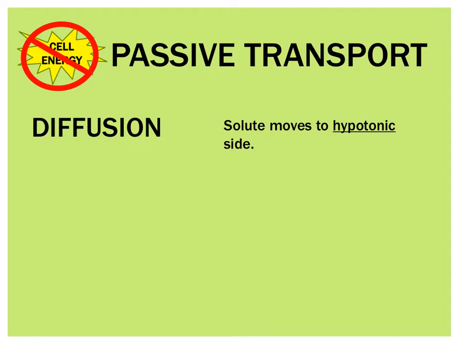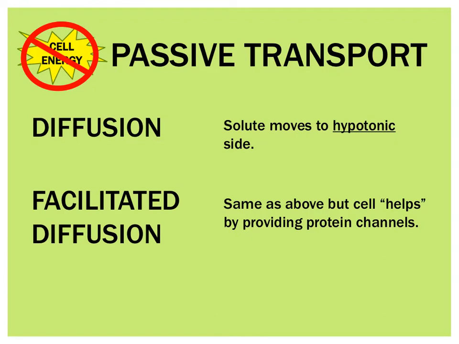Atoms of a liquid are continually moving and colliding into one another, and because of this, they tend to spread out evenly if possible. This would be equilibrium. The same thing happens in facilitated diffusion, except the cell helps by providing a protein channel, but it still does not use any energy to move the molecule. The molecules just collide their way through the channel.